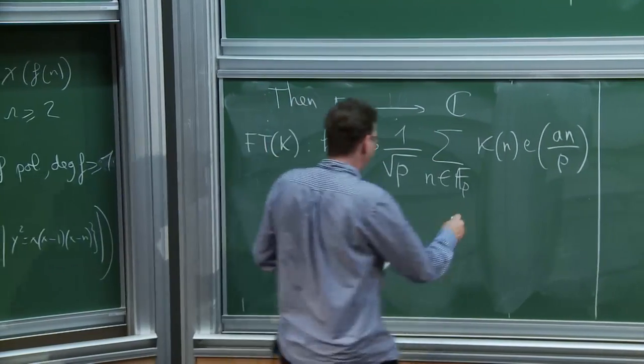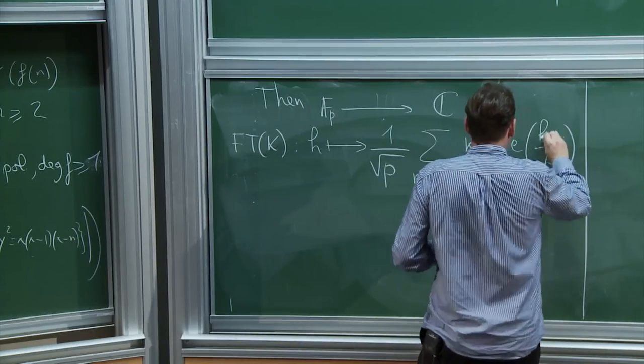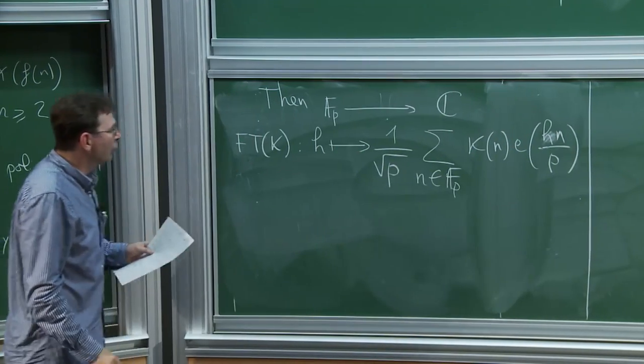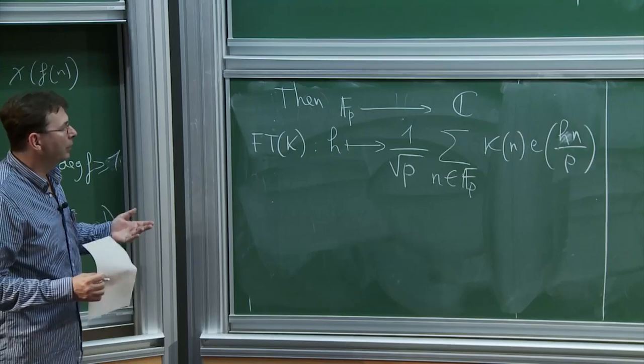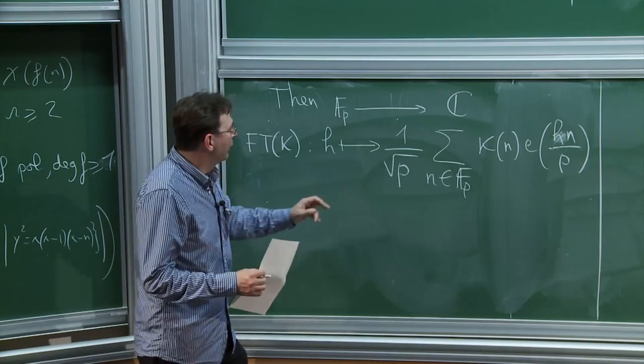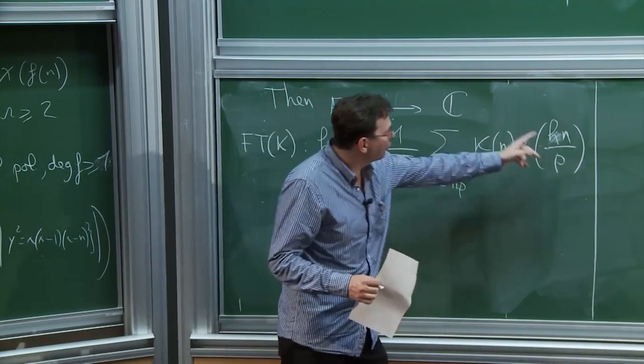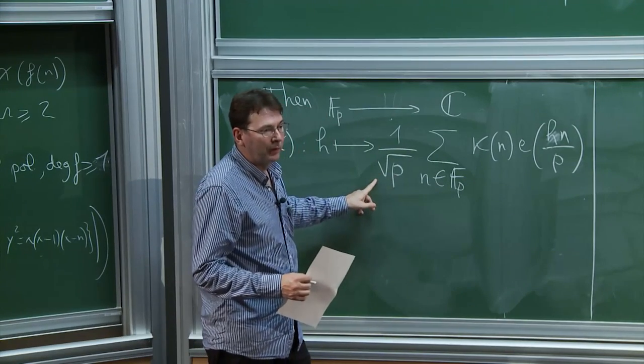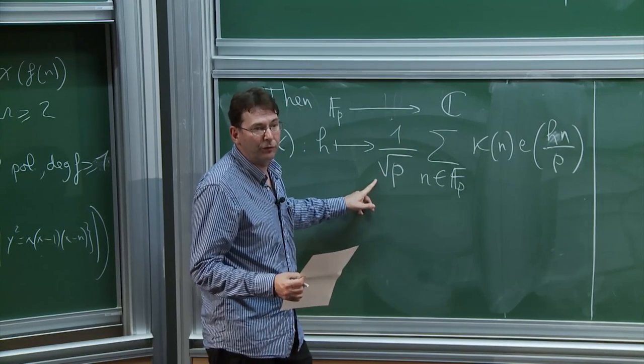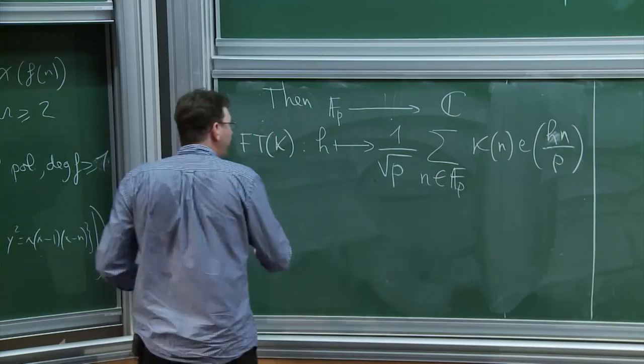That's an h, yes, thank you. And there's an h here. Yeah, hn over p. So it's just a discrete Fourier transform with this normalization. So the meaning of the normalization is that when there's square root cancellation, this will be bounded. So it has a chance of being a trace function of something with bounded complexity, and this is what happens.